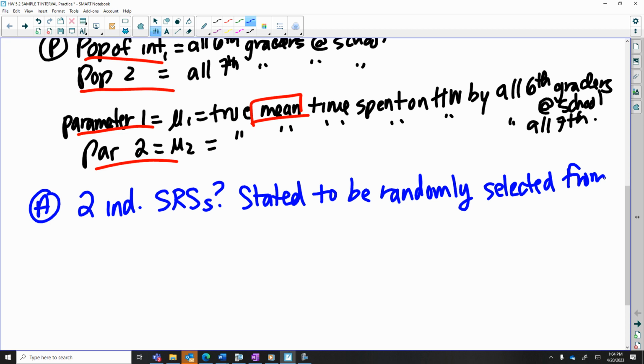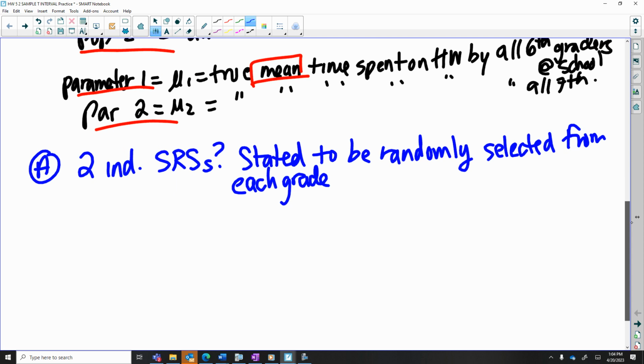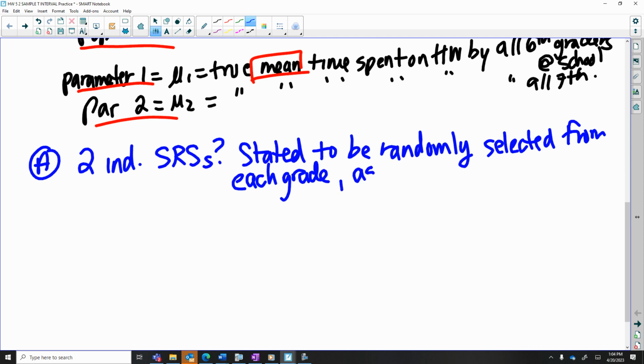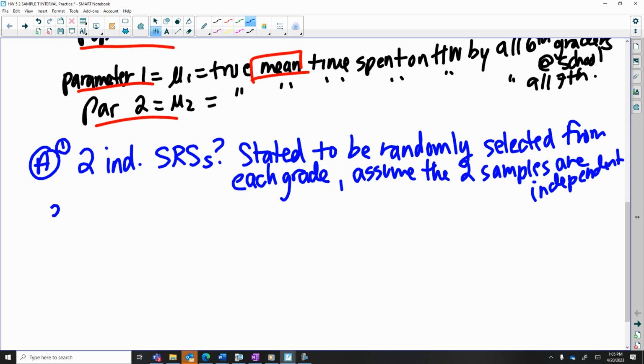So that's good. That means that we're going to assume it's a simple random sample from the grade. And then also we're going to assume that the two samples are independent of each other. That is pretty reasonable to assume. So we're done with that assumption. That's assumption one. Assumption two is 10 times n less than the population of interest.